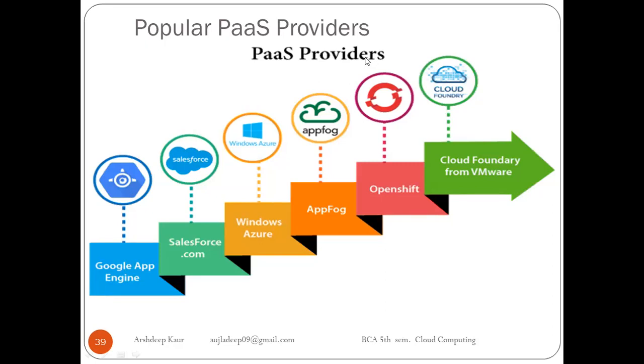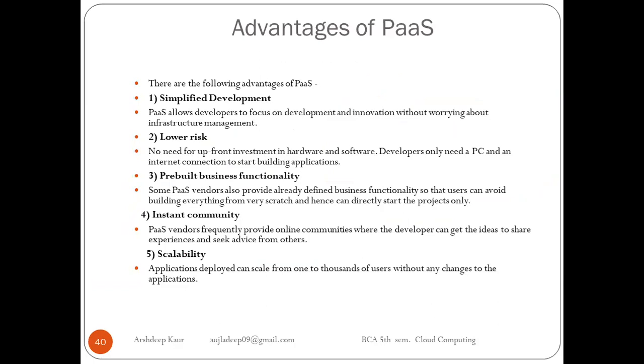Popular PaaS providers: Google App Engine, Windows Azure, AppFog, OpenShift, Cloud Foundry from VMware. These are the companies and organizations that are providing PaaS as a service. Some advantages: simplified development. Its development is very easy, so it will not take us so much time. Second is low risk. The chances of risk are less as compared to other services. Pre-built business functionality. It supports some inbuilt business functionalities. You can use all these business functionalities directly.